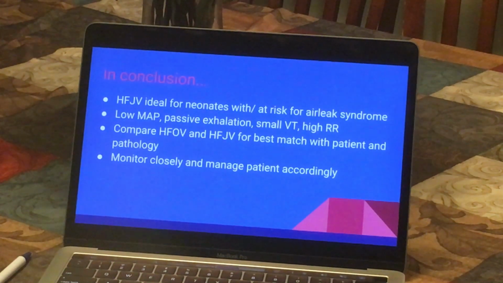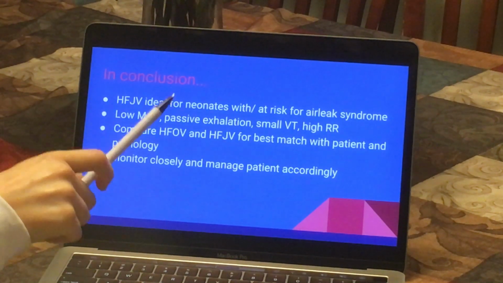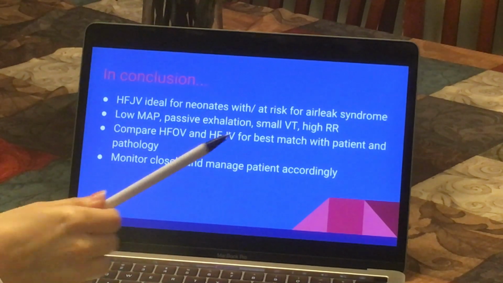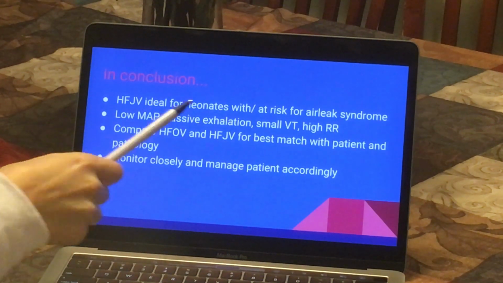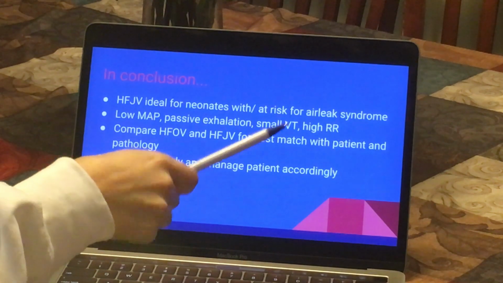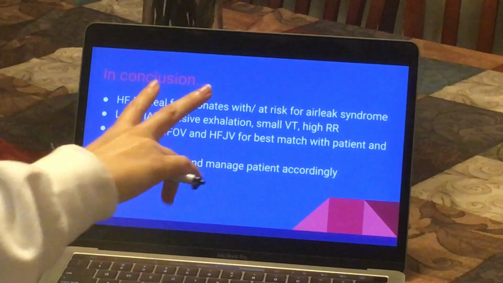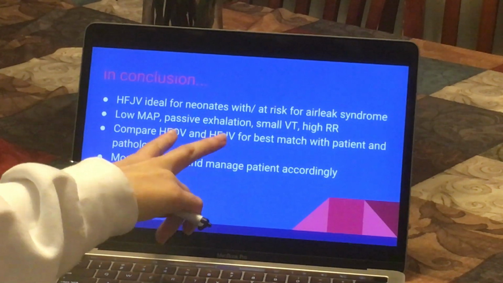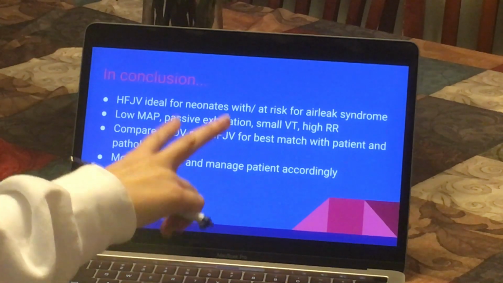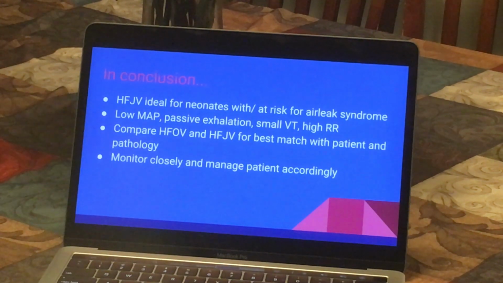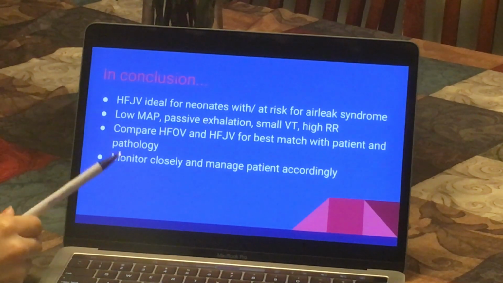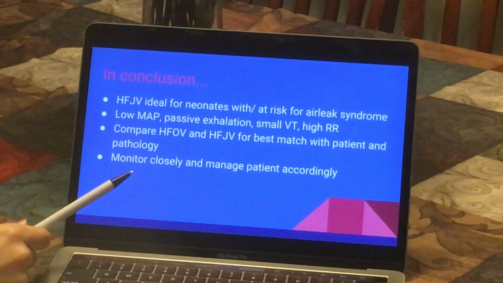So in conclusion, the jet ventilator is ideal for neonates who are at risk for air leak syndrome. Uses a low mean airway pressure, passive exhalation, small volumes, and a high respiratory rate. It's very important to compare these two types of ventilation. That way you know which type of patient you're going to put on which machine, who's appropriate for what. And you have to monitor and manage your patient very closely.